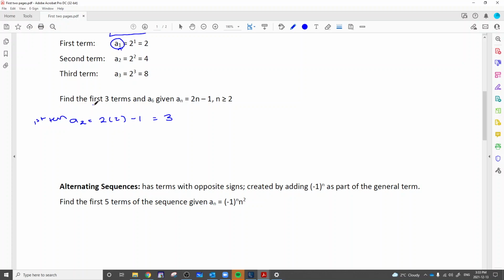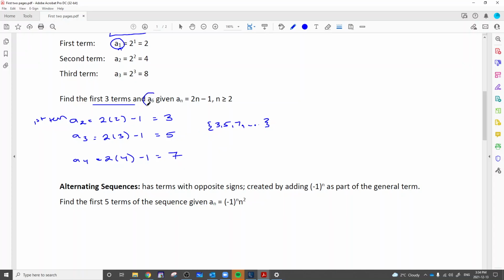The first term, when n is 2, so it's really kind of the second term, is 3. And if it asked you to find the first 3 terms, we'd plug in n is 3 and n is 4. So we plug in n is 3, we get 6 minus 1 is 5. We plug in n is 4, and we would get 7. So the first 3 terms of this sequence are 3, 5, 7. Now, it could keep going. This is just the first 3 terms in the sequence, and you could put a bracket around those 3. It doesn't matter.